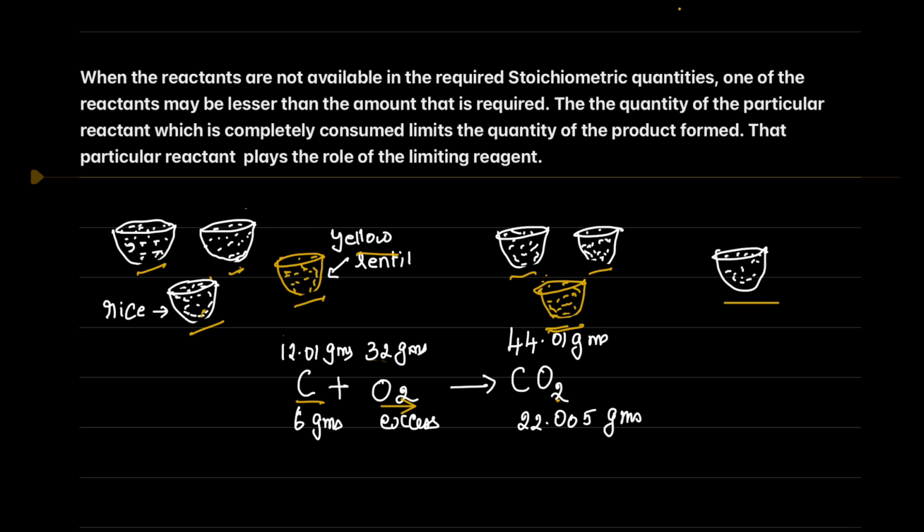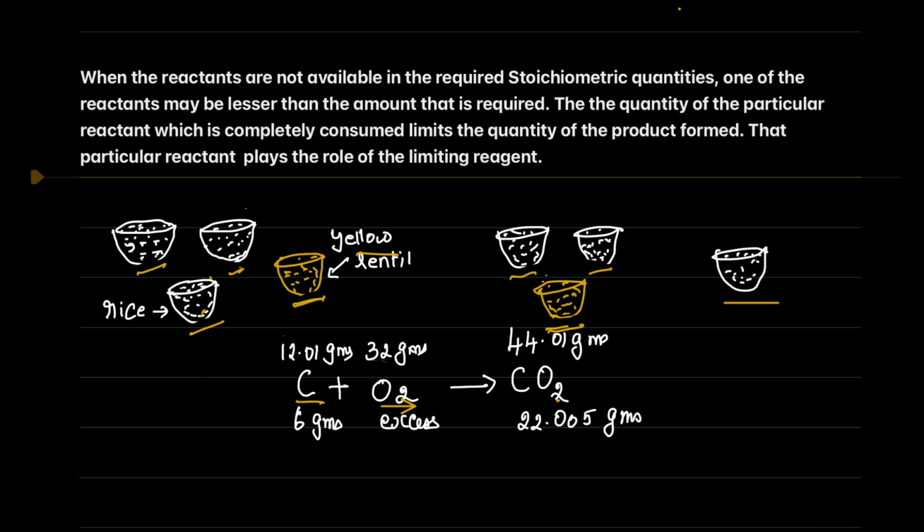This is due to the availability of the yellow lentil, just 1 cup, and this limits the quantity of the product, that is pongal, and thereby yellow lentil acts as the limiting agent here. We can apply this to one simple chemical reaction and explain: the combustion of carbon in air to produce carbon dioxide.